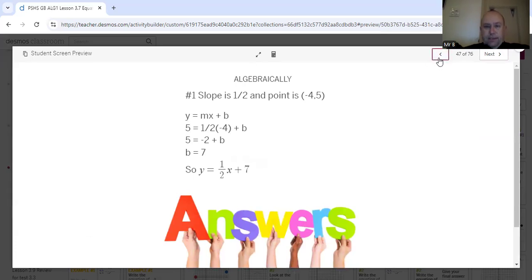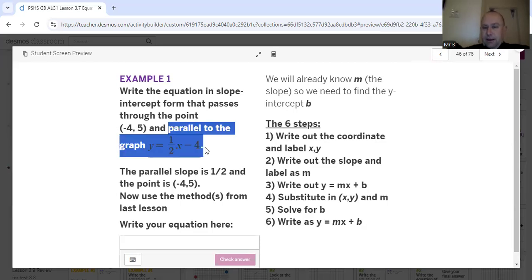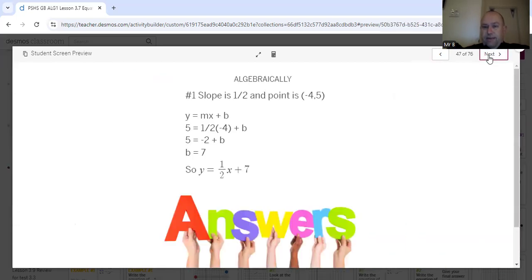So let me go back to this question here so we can see it a little bit easier. Write the equation in slope-intercept form that passes through the point (-4, 5) and is parallel to the graph y = 1/2 x - 4. So step 1, we write out the coordinate and label it x and y. Step 2, you write out the slope, but they didn't tell you the slope this time. But they did tell you it's parallel to this line. So if the slope of this line is 1/2, then the parallel slope is also 1/2. So step 2 would literally just be writing out m = 1/2.